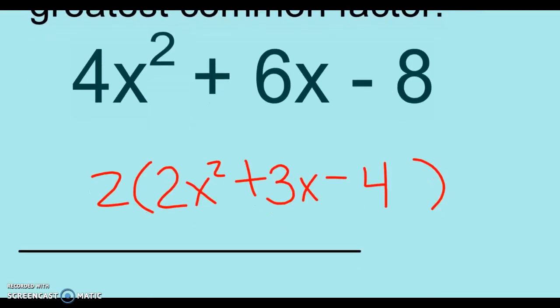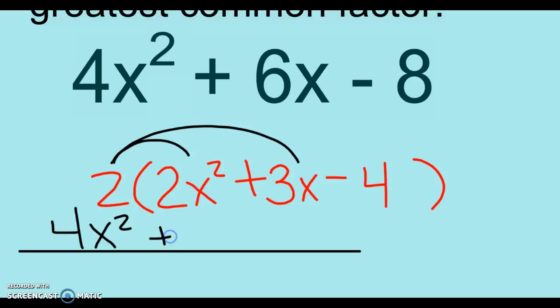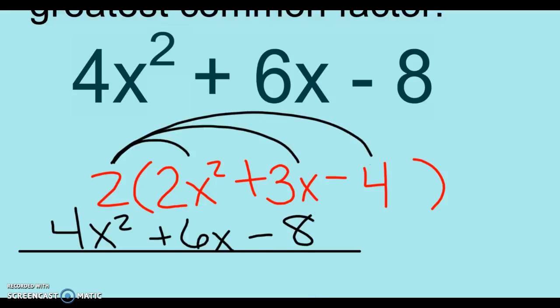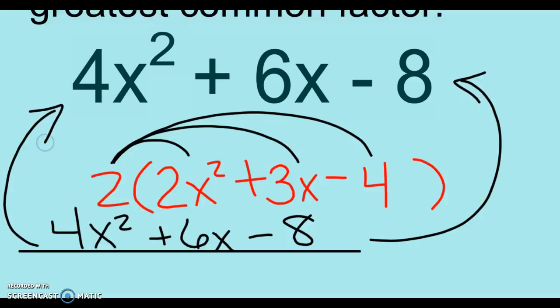All right, if you're not sure, what you can do is go back and multiply it out to make sure you did it right. So 2 times 2x squared is 4x squared. 2 times 3x, now this is the distributive property, 6x. 2 times negative 4 is negative 8. All right, it all adds up. It looks exactly the same as it did when it started, so we must be right. All right, let's go on and find another one.